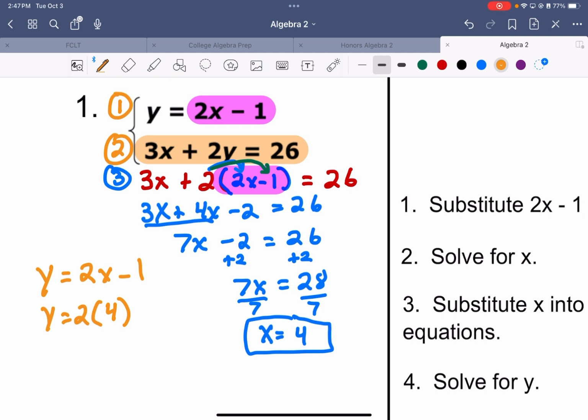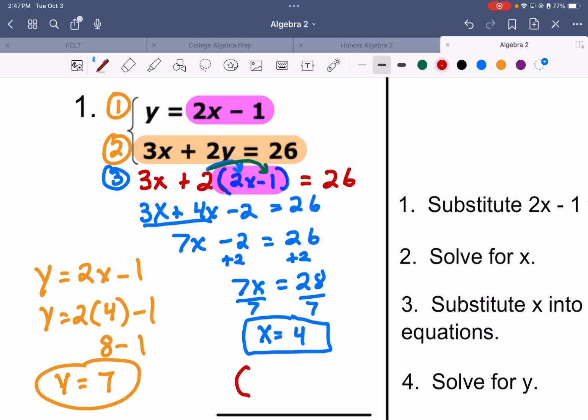So that's going to be 2 times 4 minus 1. 2 times 4 is 8. 8 minus 1 is 7. So y is equal to 7. So what this means then is that these 2 equations are going to intersect at the point 4, 7. And 4, 7 is the answer that I would expect you to give.